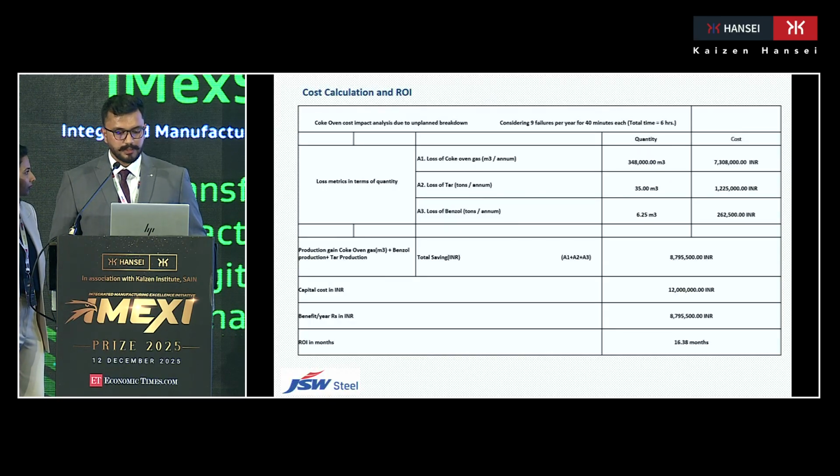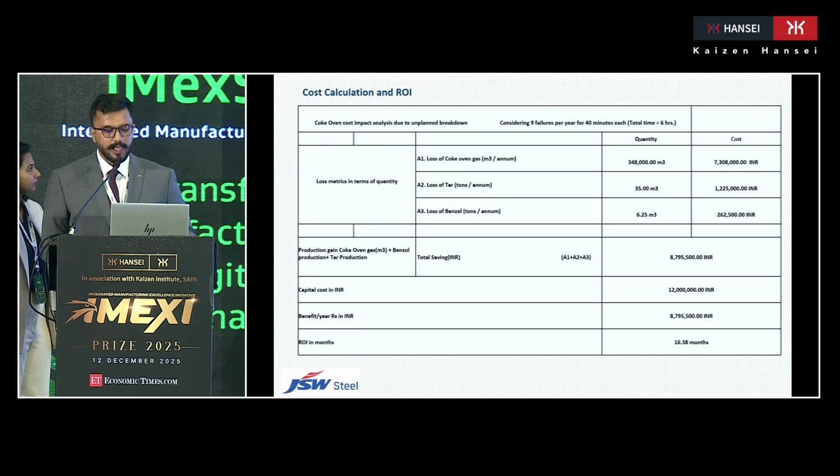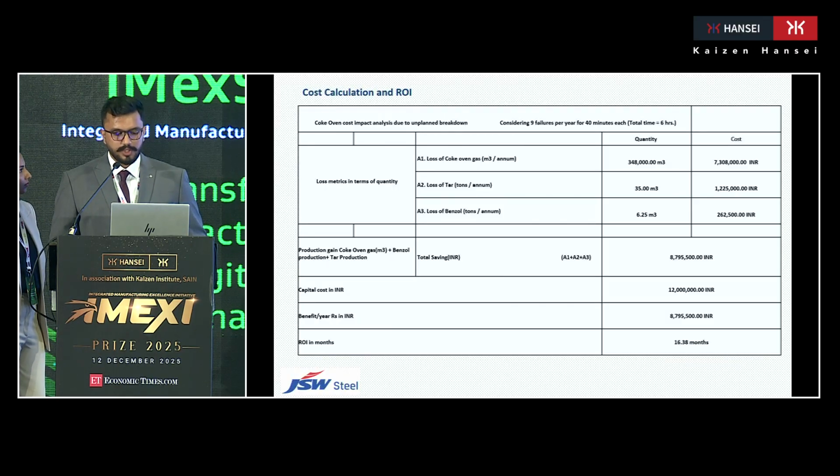So the average downtime was a total of 6 hours in the past few years. So we calculated the losses of the valuable coke oven gas, loss of tar and benzol. So these losses cumulatively came to 87,95,500 rupees, and the capital cost for implementation of this project was 1.2 CR.